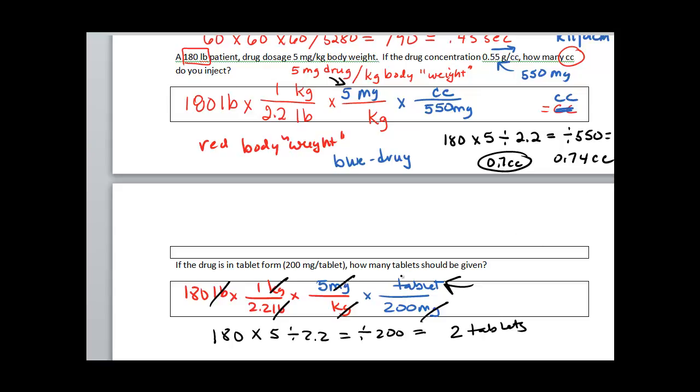This is what a set of conversion factors should look like. These are conversion factors that are specific to the problem, and they allow you to take your starting information and end up with the final information.